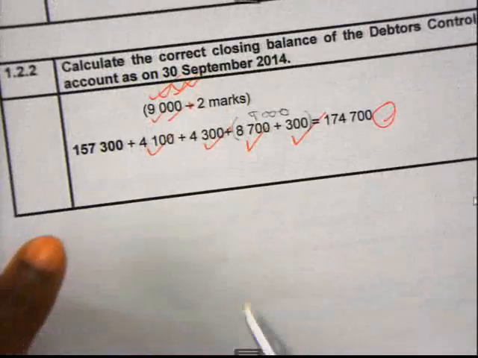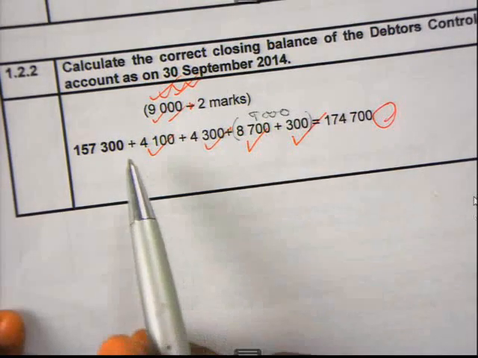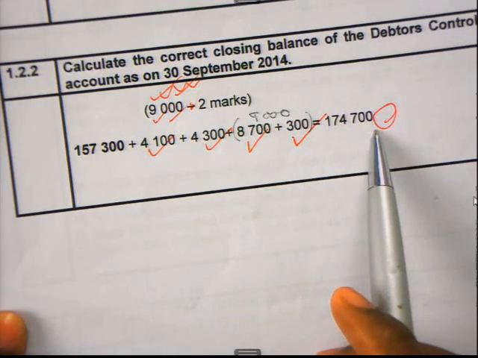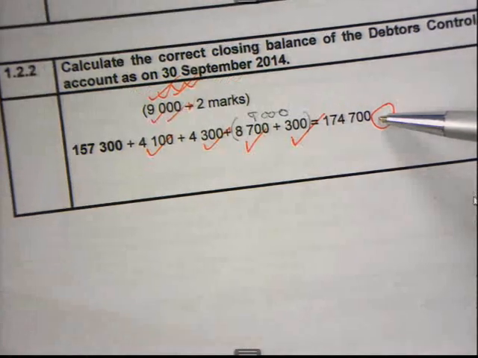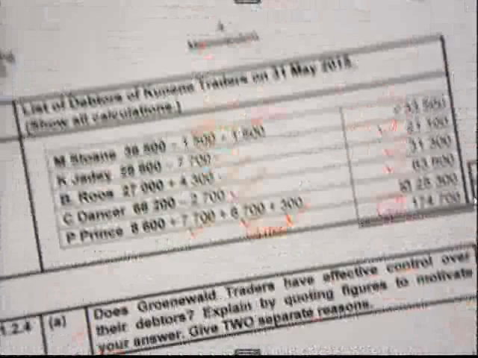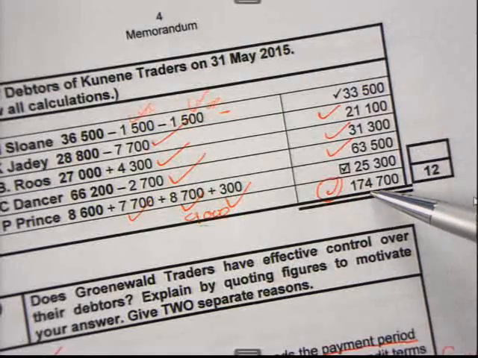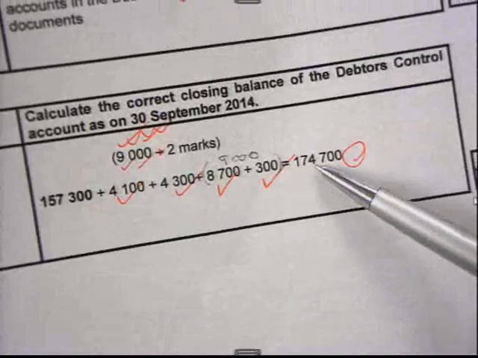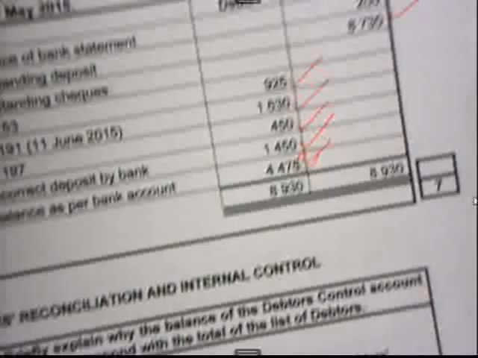Then, in your control account, you are done with all other information. So you add everything up. The result is 174,700. Look at the balance in here, in the control account. Look at the balance in your list. They are now the same. It's 174,700. In here, it's also 174,700. They now agree.